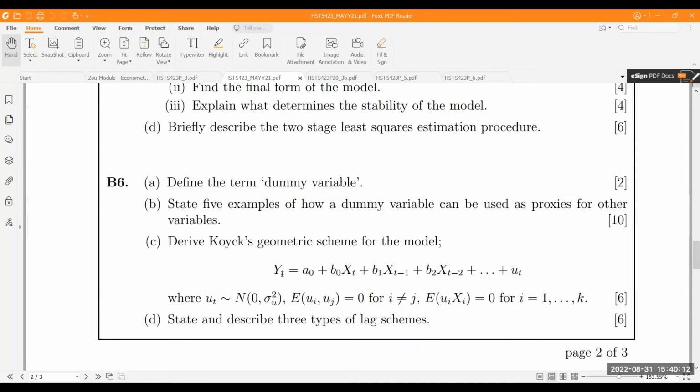So number one, declining. Number two, number three. So why are you worrying me and bothering me like this? I should have just said, go and read chapter 6 and we'll meet in the exam. So my only other question is, I can derive Koyck geometric lag scheme. What is it?